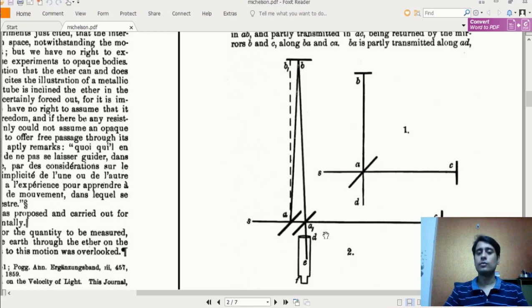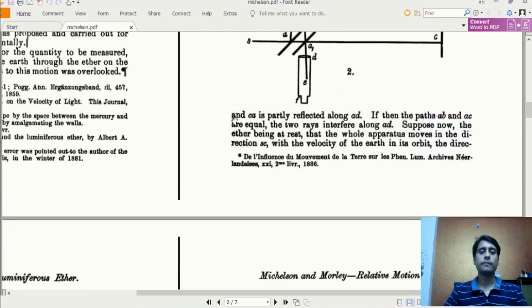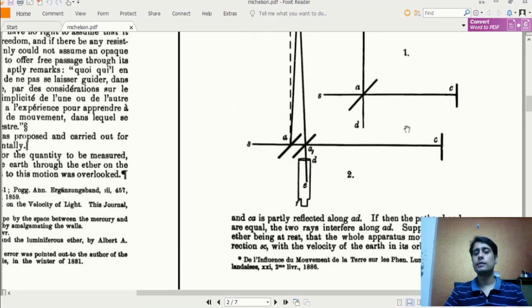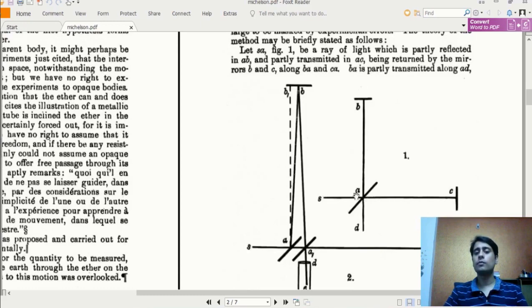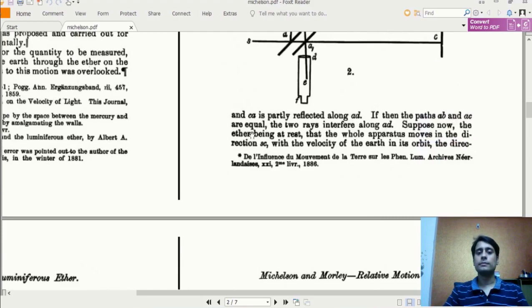So now let's move on. And C is partly reflected along AD, which we already stated. If the paths AB and AC are equal, that is, these two mirrors are equidistant from this point, then the two rays interfere along AD. There will be a very slight change of path length, and if we remove that path difference between the two light rays, you will observe some interference pattern.